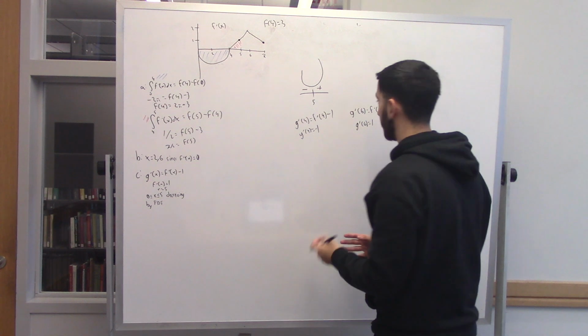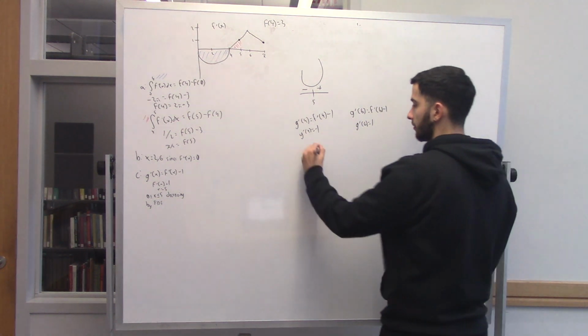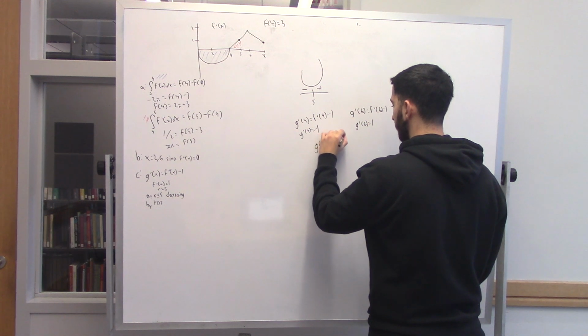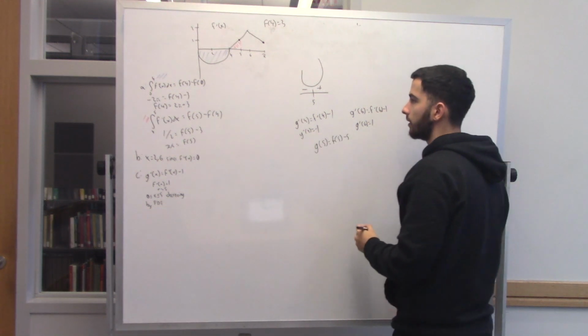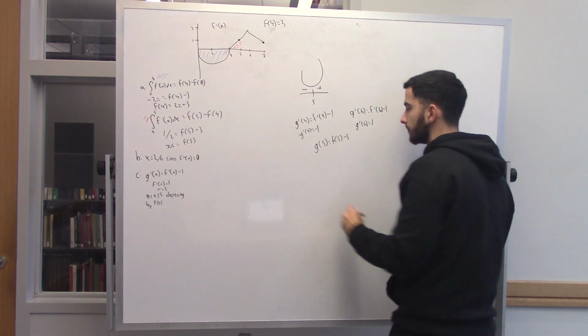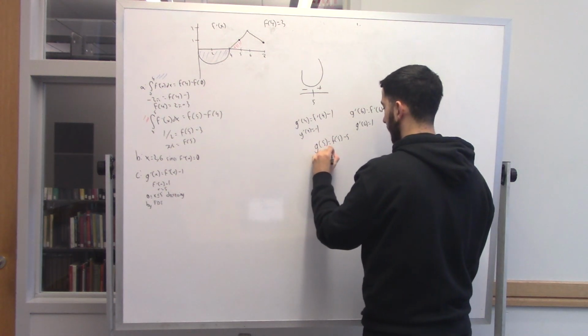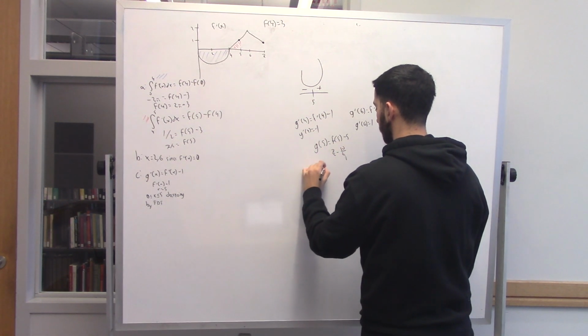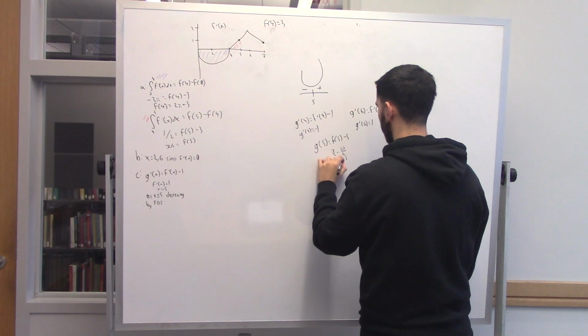Alright, now we just got to find the value at the minimum. So we're going to do g of 5 equals f of 5 minus 5. Okay, well from part A, we said f of 5 is 7 halves. Right? So you have 7 halves minus 10 halves. I just converted the 5 into halves. So g of 5 equals negative 3 halves.